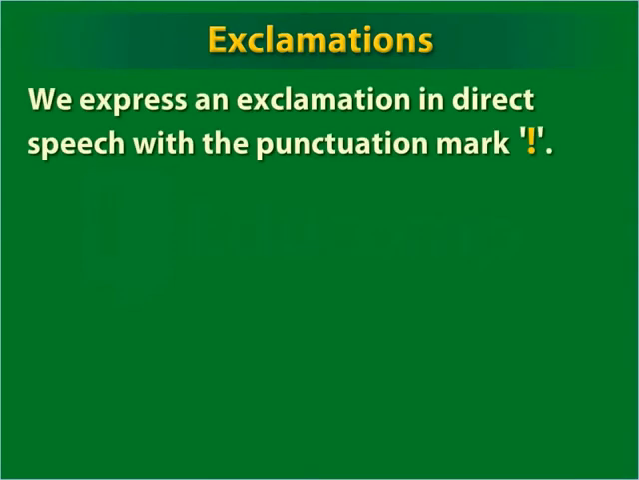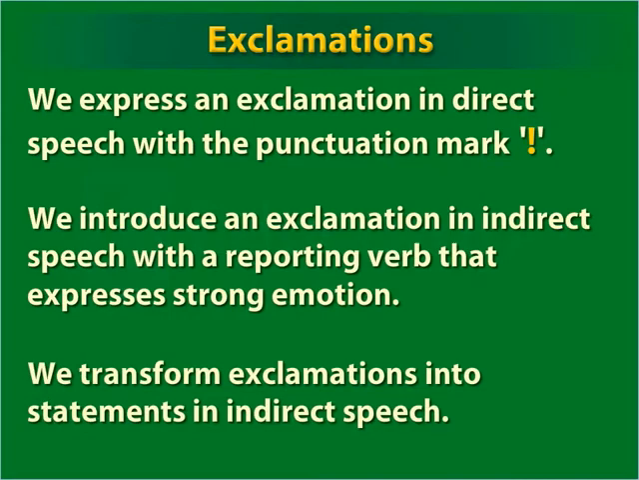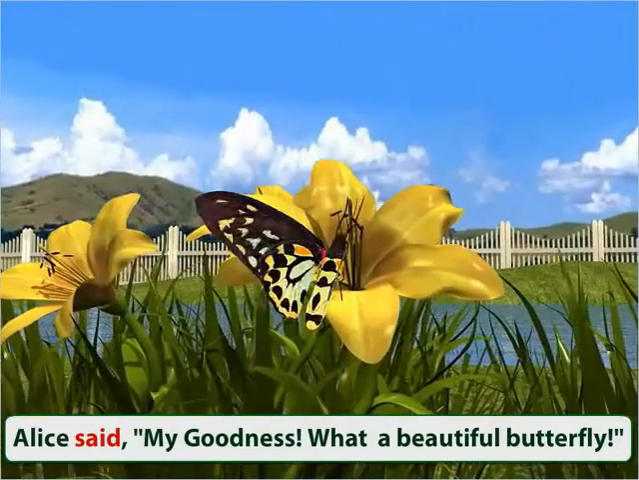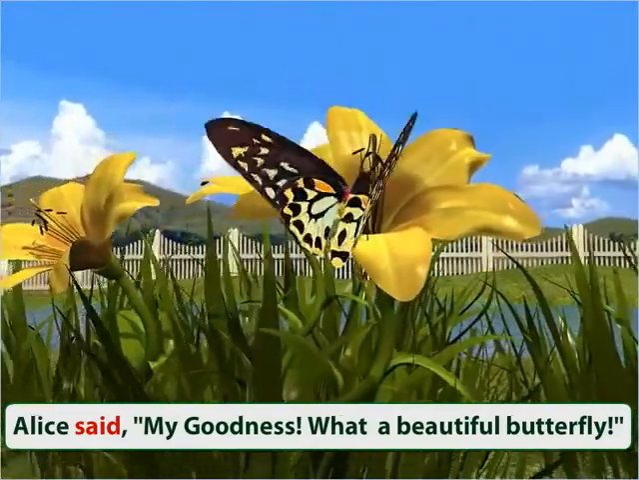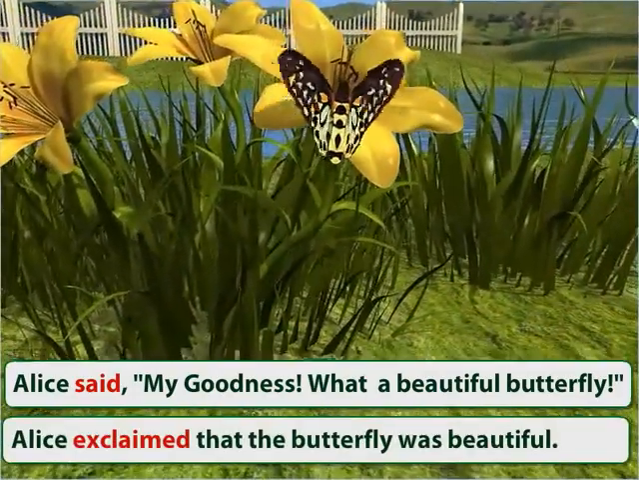Exclamations. We express an exclamation in direct speech with the punctuation mark as shown here. We introduce an exclamation in indirect speech with a reporting verb that expresses strong emotion. We transform exclamations into statements in indirect speech. Alice said, "My goodness, what a beautiful butterfly!" Alice exclaimed that the butterfly was beautiful.